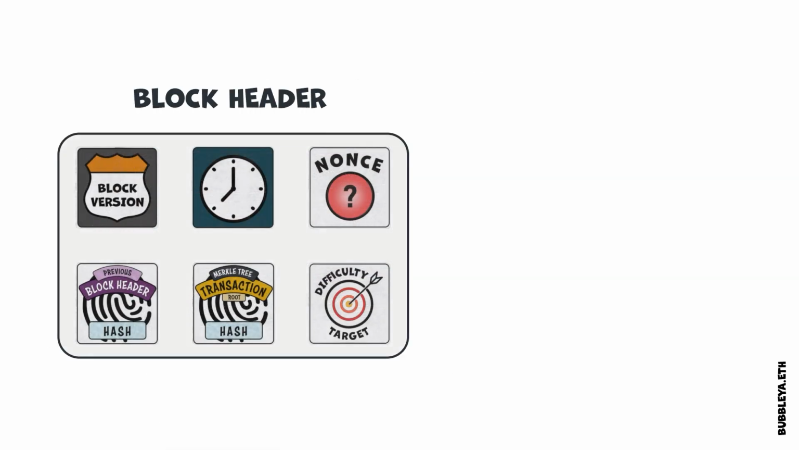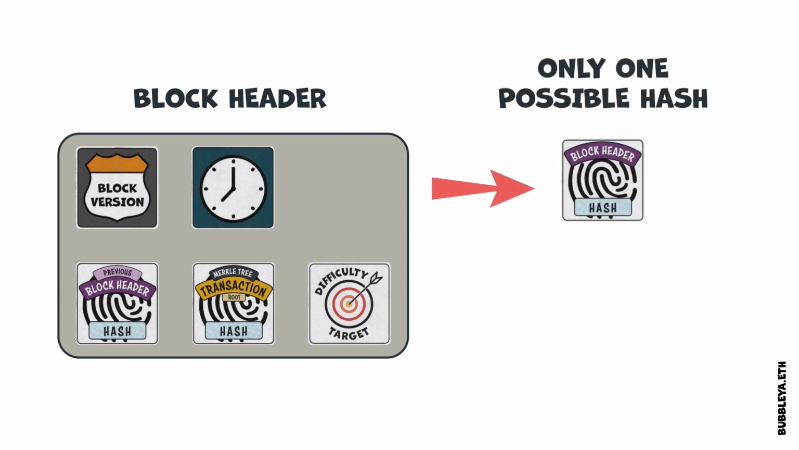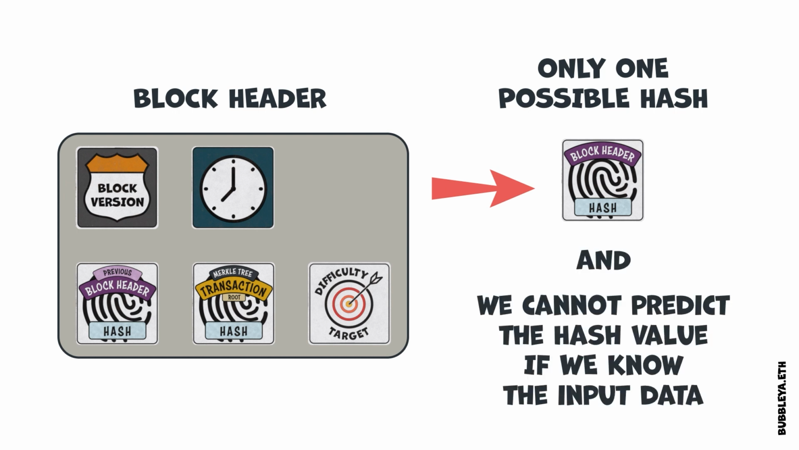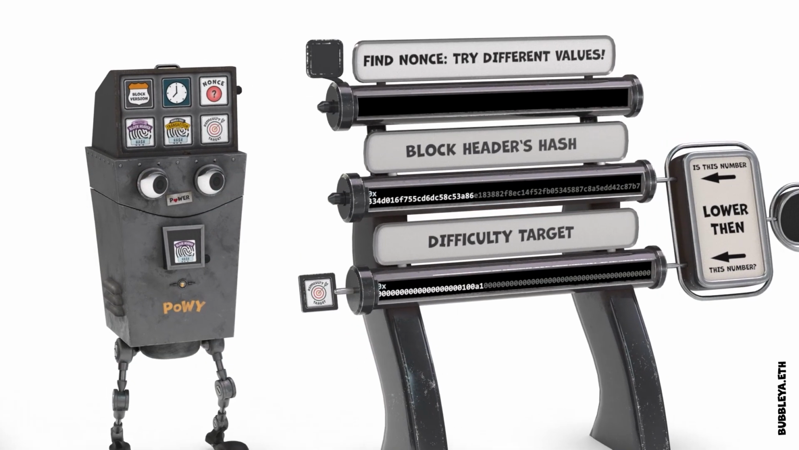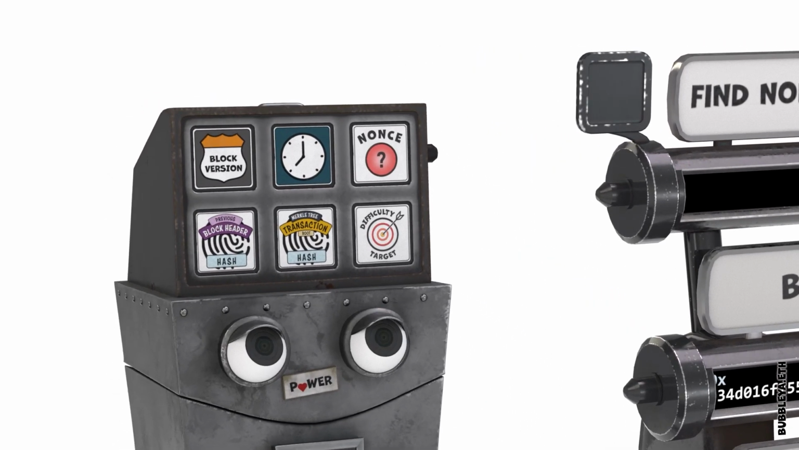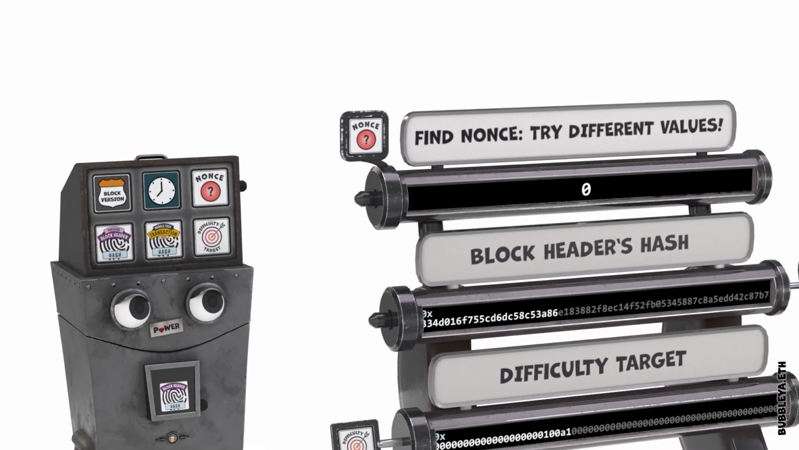So how can PoWY generate the desired hash, given that all tiles except the nonce have block-specific fixed values and, therefore, only one possible hash? In addition, we cannot predict the hash value if we know the input data. The only way to find the wanted hash is to provide an additional value in the block header that we can change. This extra value is the nonce.